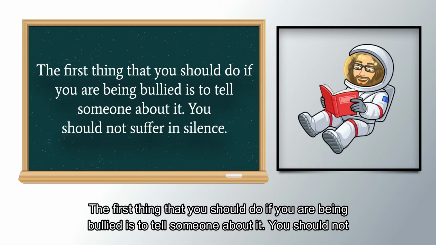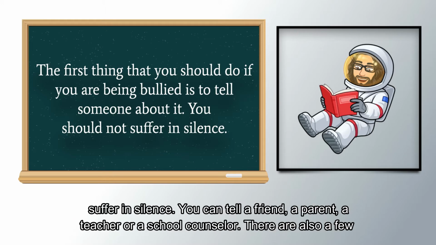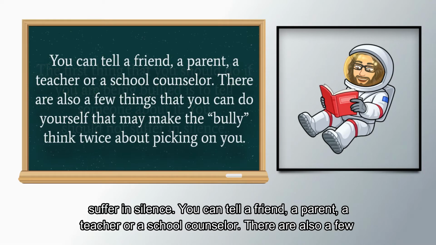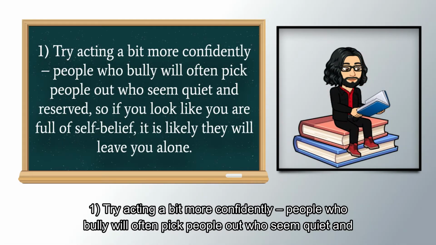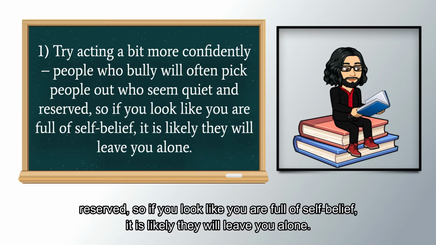The first thing that you should do if you're being bullied is to tell someone about it. You should not suffer in silence. You can tell a friend, a parent, a teacher, or a school counselor. There are also a few things that you can do yourself that may make the bully think twice about picking on you. Try acting a bit more confidently. People who bully will often pick people out who seem quiet and reserved, so if you look like you are full of self-belief, it is likely they will leave you alone.